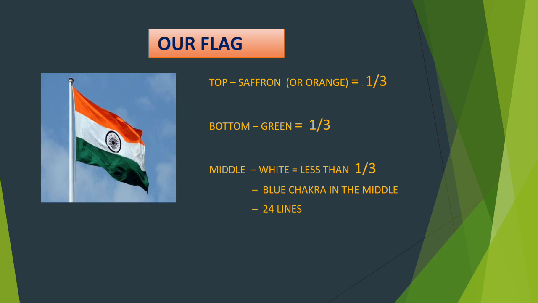So, 1 by 3. Middle white is less than 1 by 3. Why? Yes, in the white we are having the Ashoka Chakra in the middle. So, this is less than 1 by 3. Saffron at the top is 1 by 3. Likewise, bottom green also 1 by 3. But only white is less than 1 by 3 as it has the Ashoka Chakra in blue color in the middle.